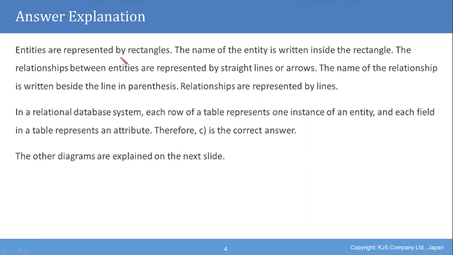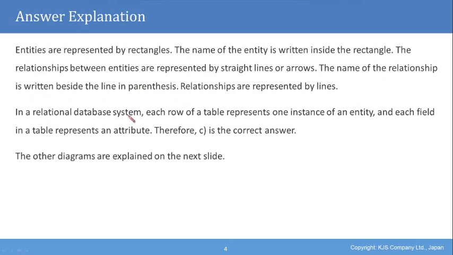Entities are represented by rectangles. The name of the entity is written inside the rectangle. The relationships between entities are represented by straight lines or arrows. The name of the relationship is written beside the line in parentheses. Relationships are represented by lines.